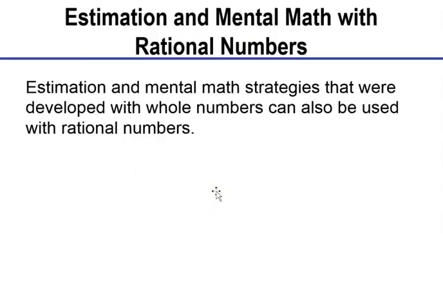Now let's talk about estimation and mental math with rational numbers. Estimation and mental math strategies that were developed with whole numbers can also be used with rational numbers. We did a little bit of estimation when we added and subtracted rational numbers. Well, now we're going to do it when we multiply and divide rational numbers. Check out example 22 here.